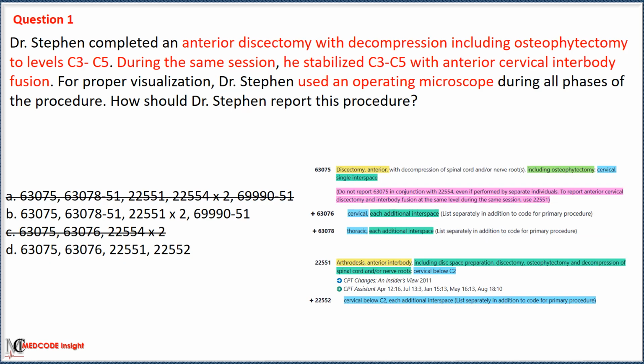In the remaining two options, we can easily eliminate option B due to the use of a modifier with the add-on code 63078 and 69990. Therefore, the correct option is option D, with code 63075 and add-on code 63076, which are used to report an anterior discectomy for two cervical interspaces. CPT code 22551 with add-on code 22552 are used for anterior interbody arthrodesis for two cervical interspaces below C2.